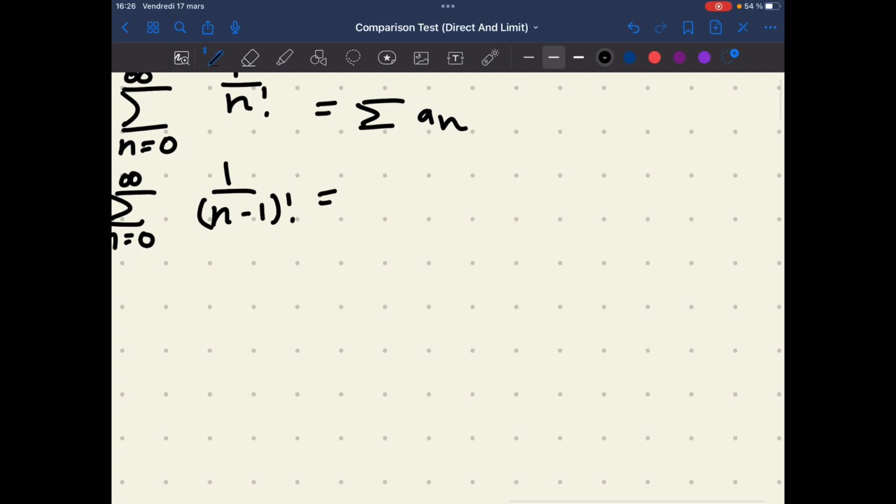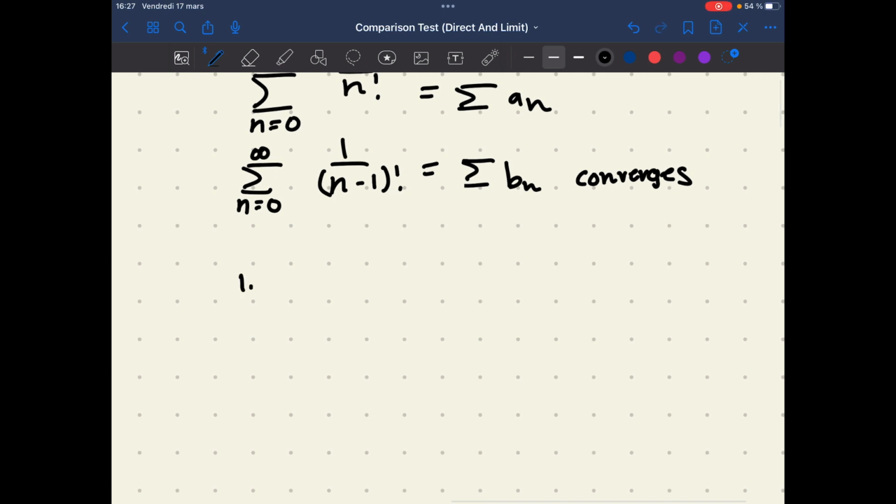We know that 1 over n minus 1 factorial converges. Oh, my bad, b sub n converges. I'm not exactly sure what test you have to use to know that it converges, but it's something you kind of learn, that this right here converges. So we can take the limit.